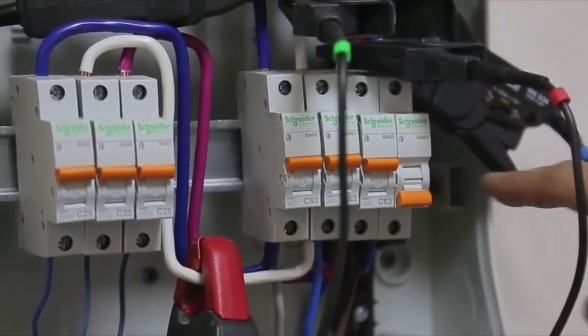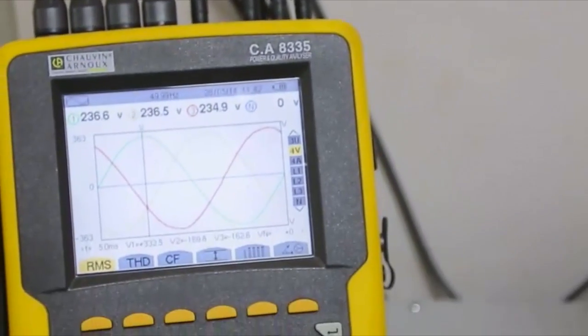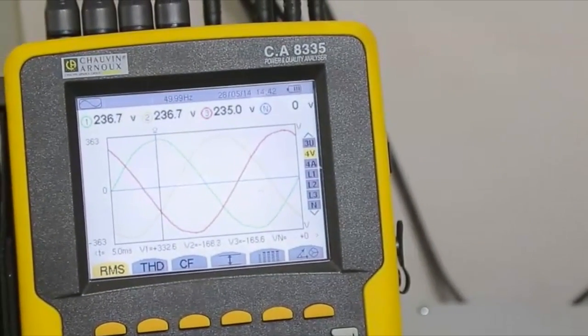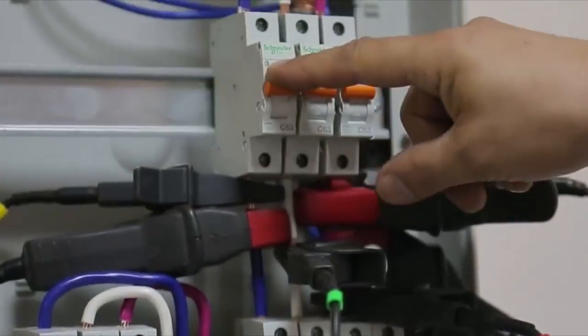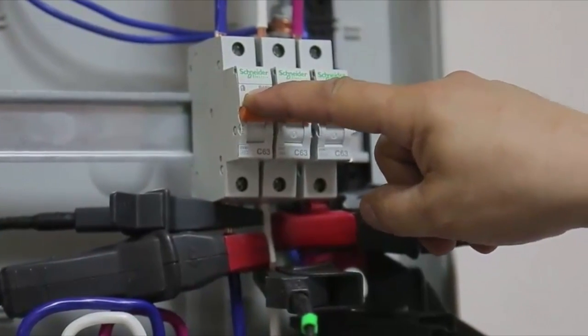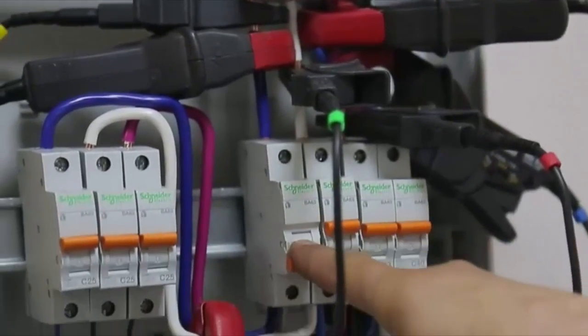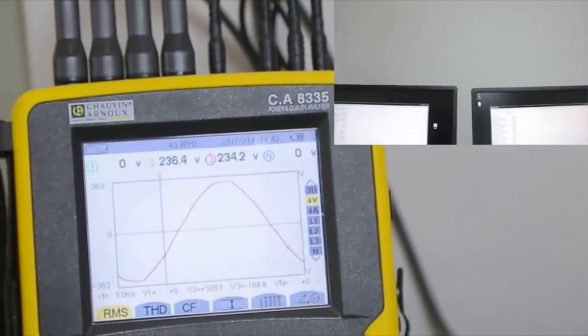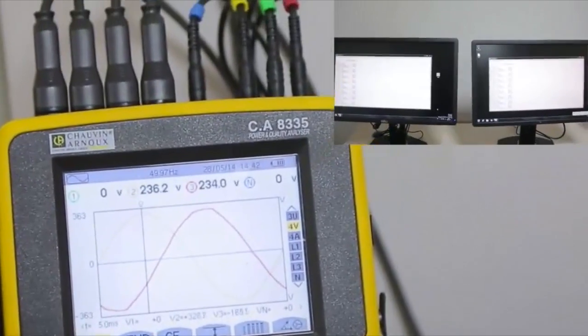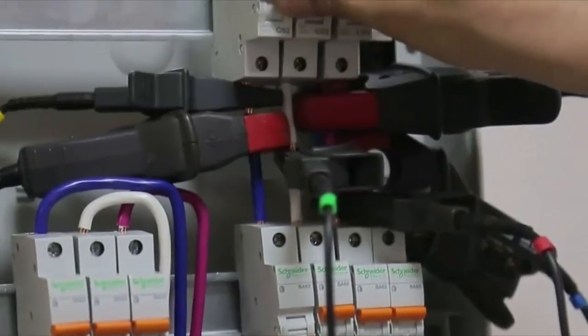Disconnect neutral of the three-phase grid. No voltage change in the grid. Let's reconnect neutral. Disconnect phase A by two single-phase automatic circuit breakers. The measuring center shows no phase A, but computers keep running. Let us restore phase A.